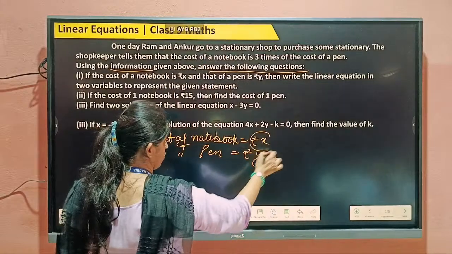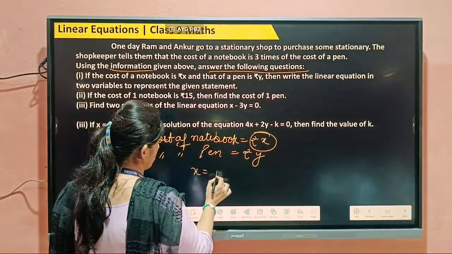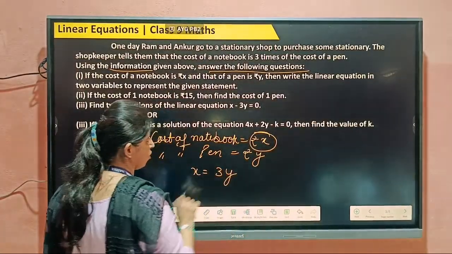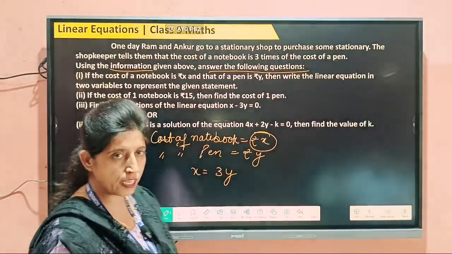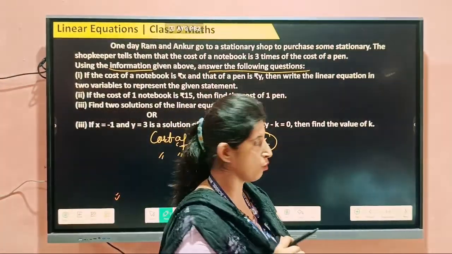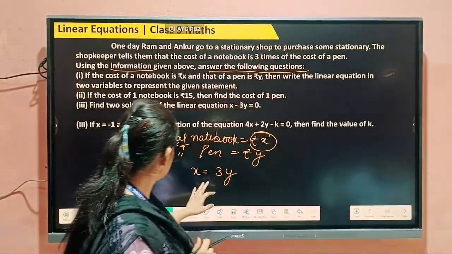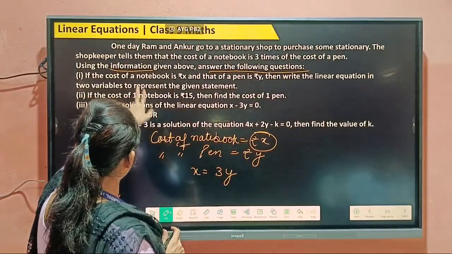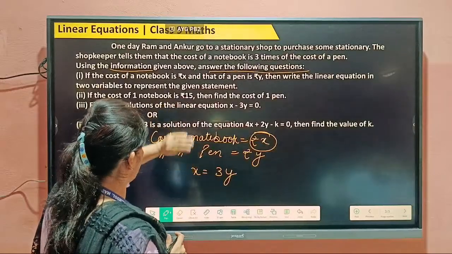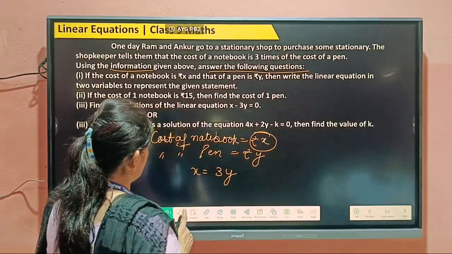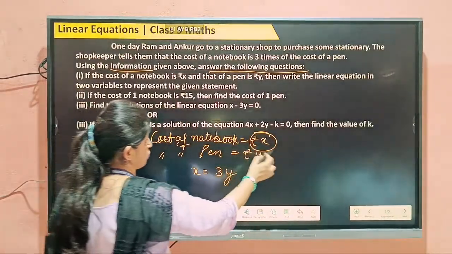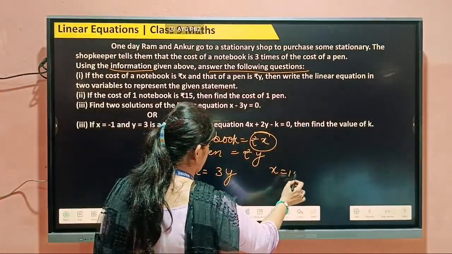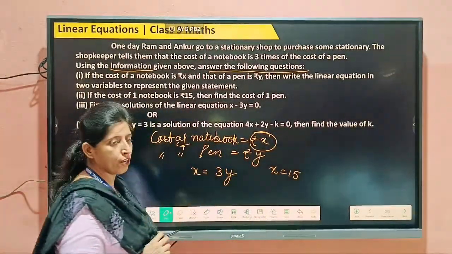What is the situation given? The cost of a notebook is 3 times the cost of a pen. So X is equal to 3 times the cost of pen. So the equation will be X equal to 3y, right? This is the equation. Second, if the cost of one notebook is rupees 15, find the cost of one pen.